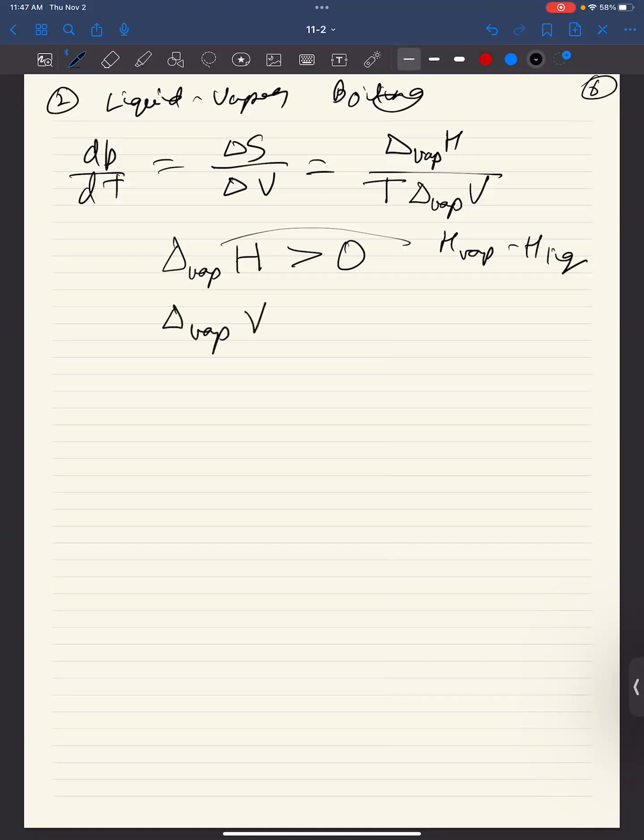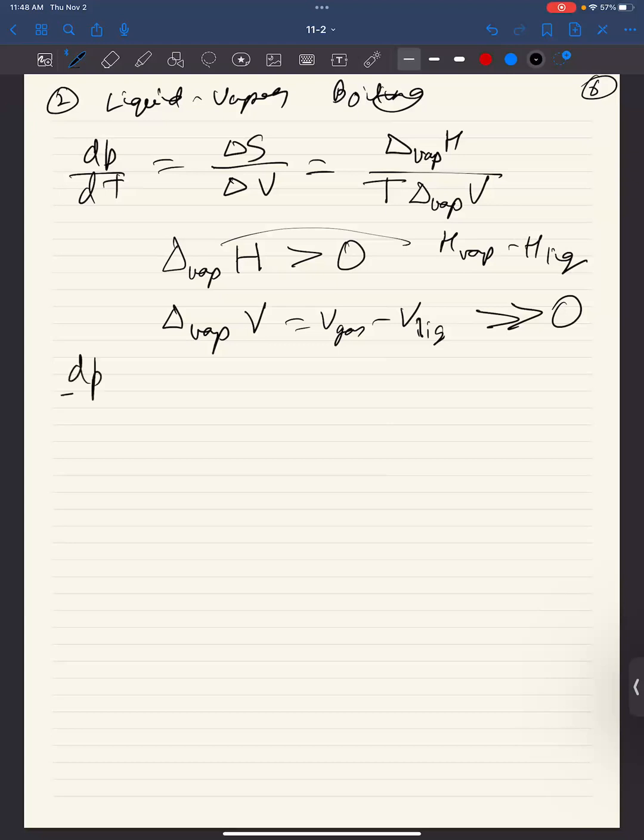How about the volume change during boiling, which is V gas minus V liquid? How positive? Generally very positive, right? This is going to be significantly positive, not just a small change, but a significant change, for most vapors. V gas minus V solid will be even more positive, because solid generally tends to have less volume than liquid, except water. So this is very positive.